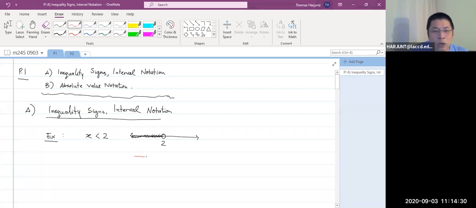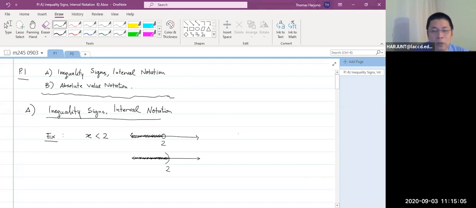Now, once we are in college algebra, instead of an open circle, we use parentheses opening to the side where you will shade it. Okay, so this is what the graph looks like if we have x less than 2, not including 2. If you don't include the endpoints, we use parentheses. Okay, now that's the graph.